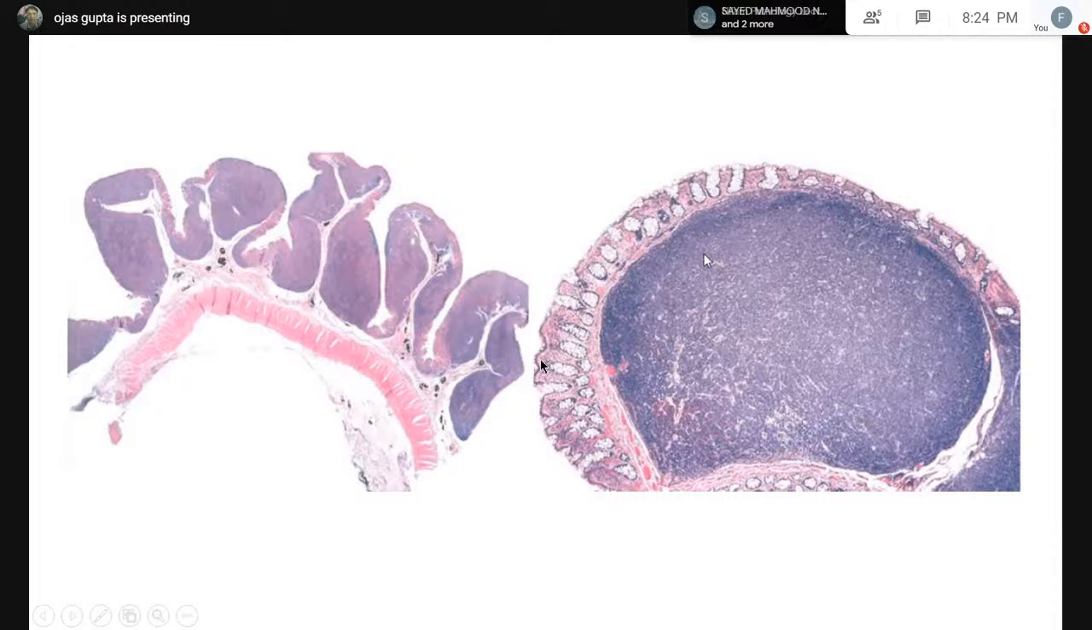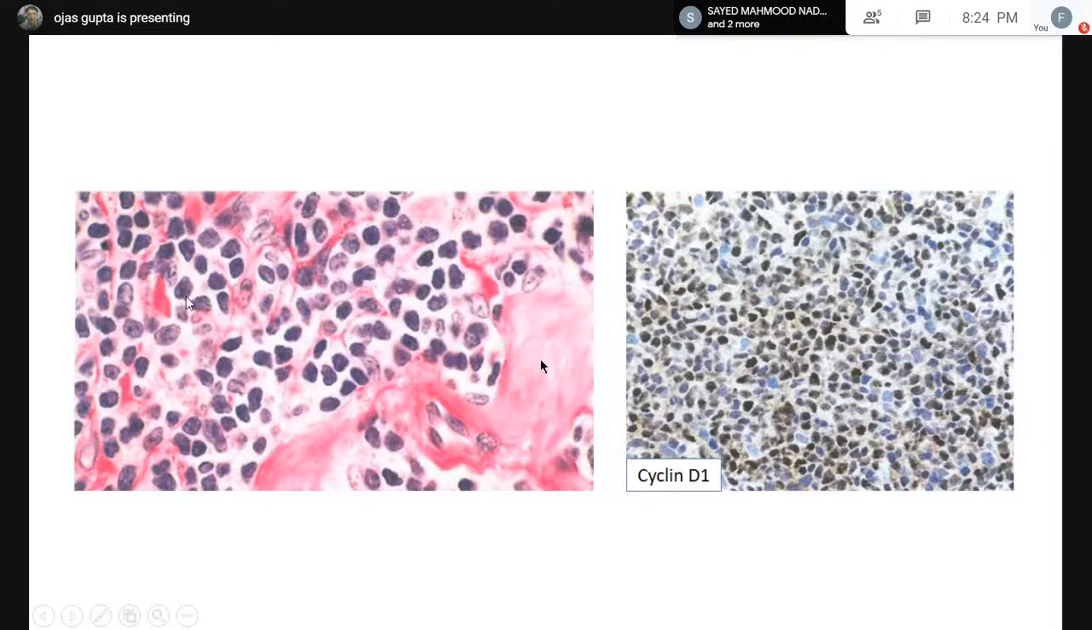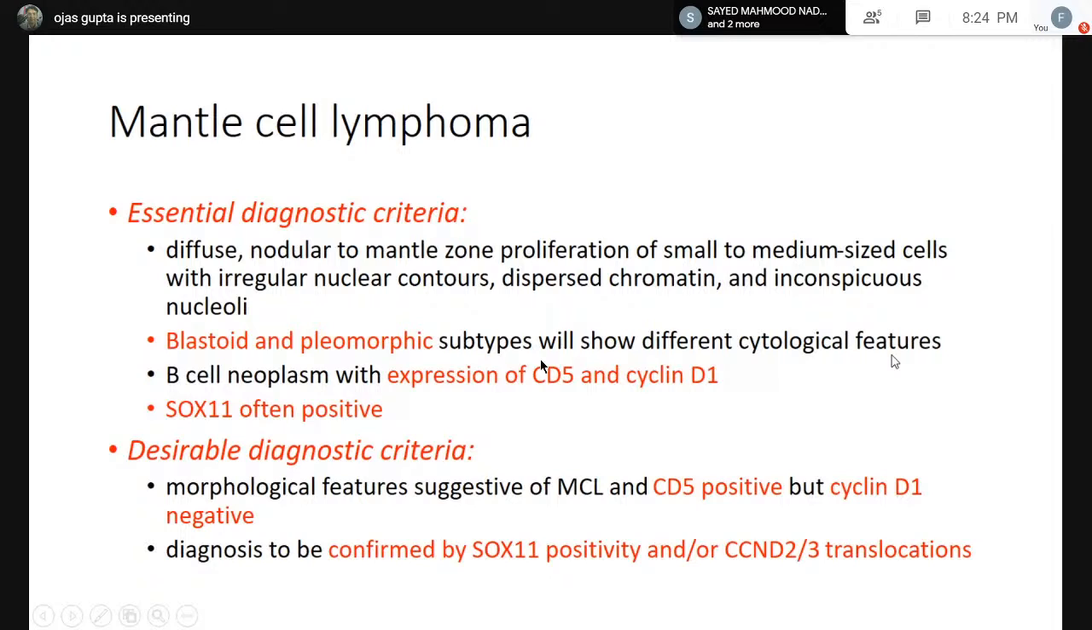So these blue looking areas are lymphoma infiltration, and on higher power view you can see that these cells are centrocyte-like, that is, they have a round oval shape with nuclear indentation, and they were positive for cyclin D1. So yes, we are dealing with mantle cell lymphoma.